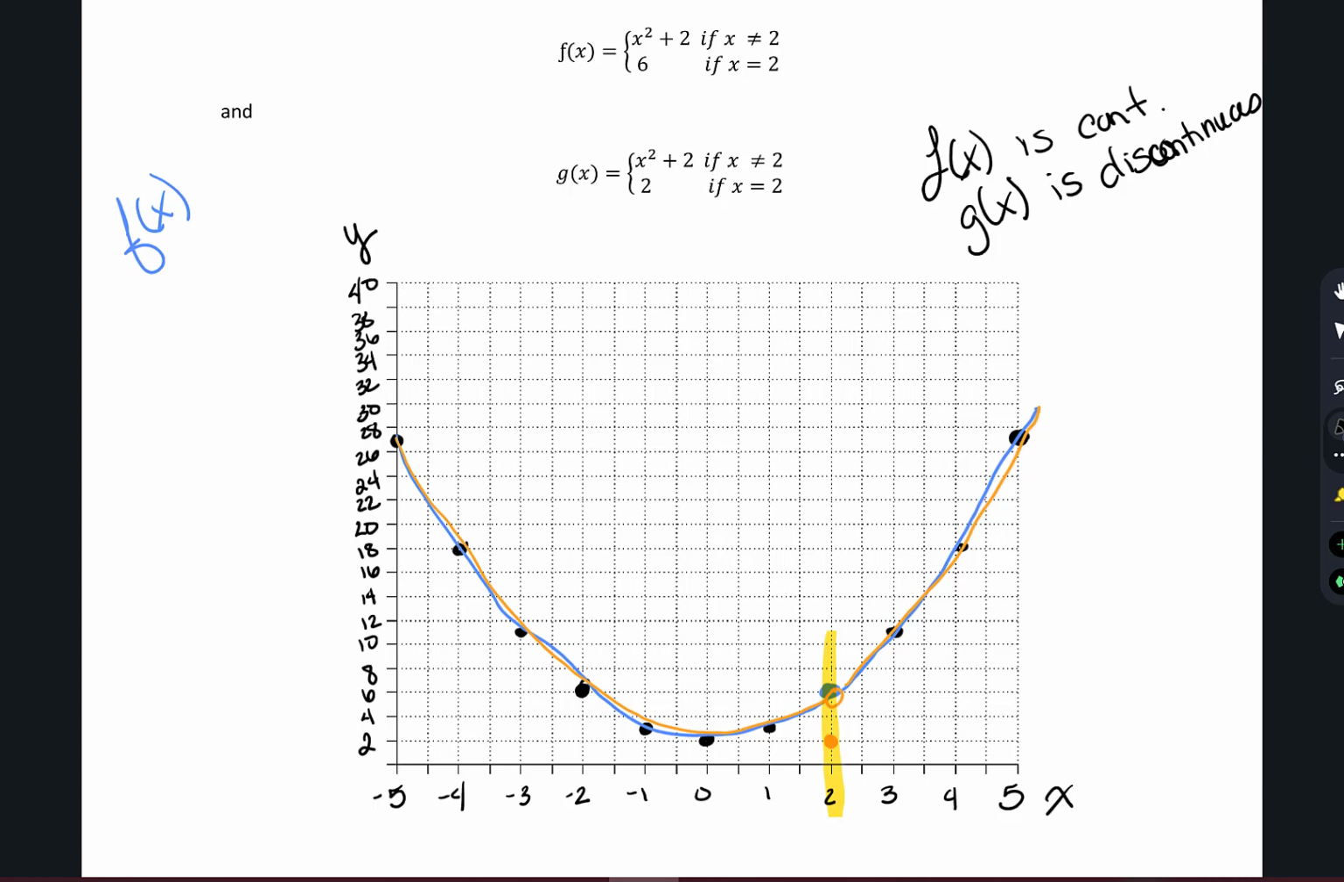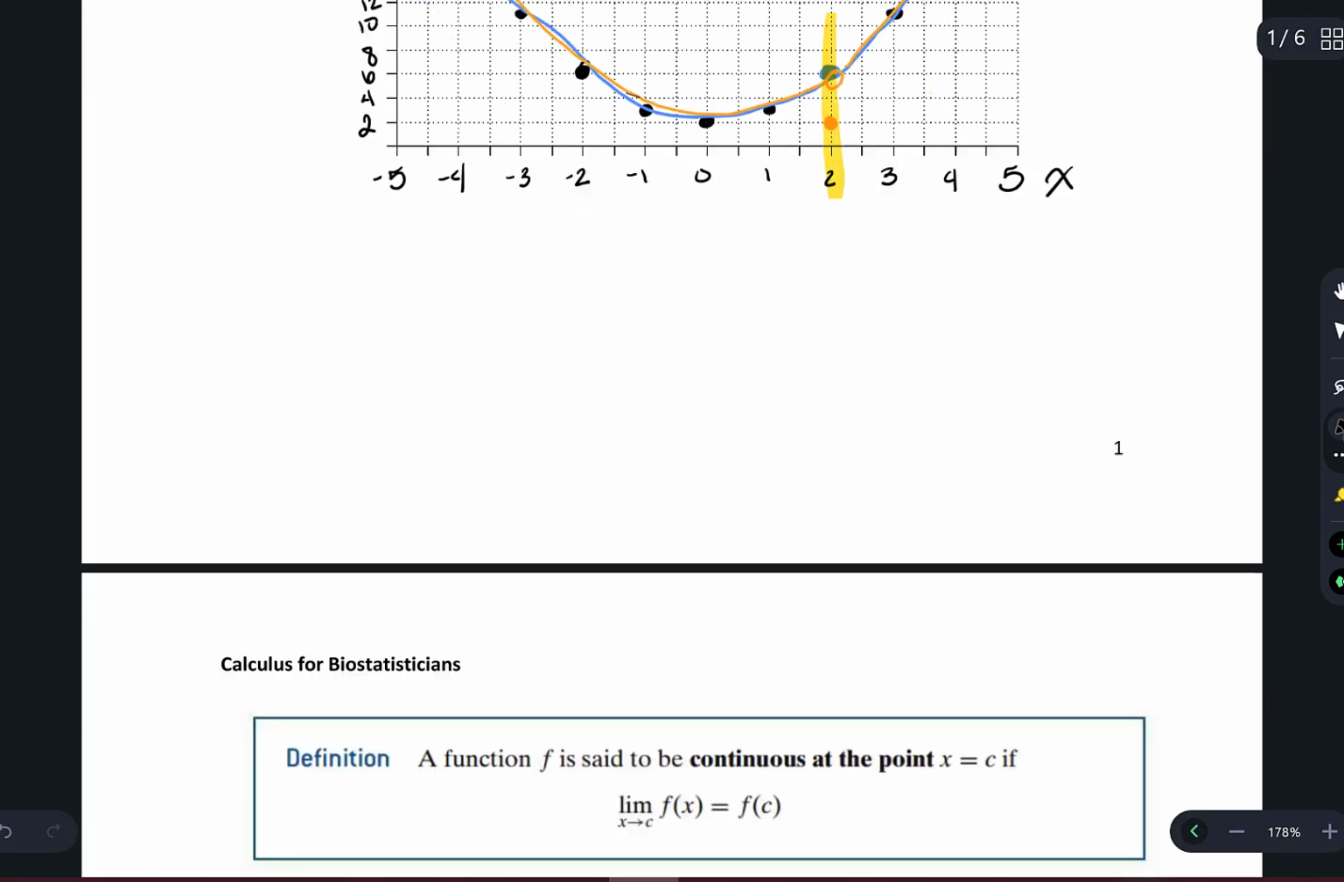And again, the reason that we call it this is, if we look at the blue line, if I were to put my pencil down and just draw along, notice I can draw the entire blue function without lifting my pencil. So that's continuous. Whereas for g of x, if I put my pen on the paper and tried to draw it, I would have to pick up my pen when x is equal to 2, move it down to draw the dot, and then pick it back up to finish the curve. And so that's why g of x is discontinuous.